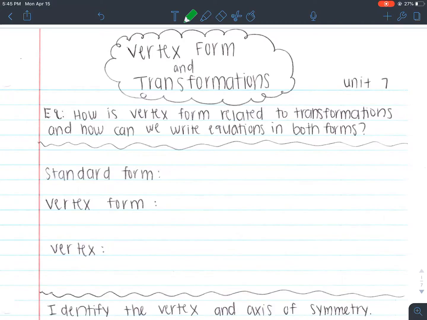Hey guys, these notes are for vertex form and transformations. The second video goes over the transformations in vertex form, so this video is going to primarily go over just vertex form and going from vertex to standard form and standard form to vertex form.